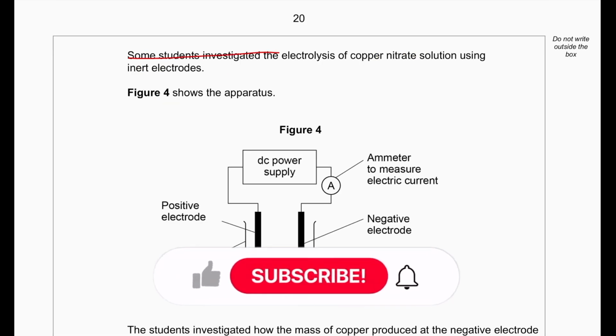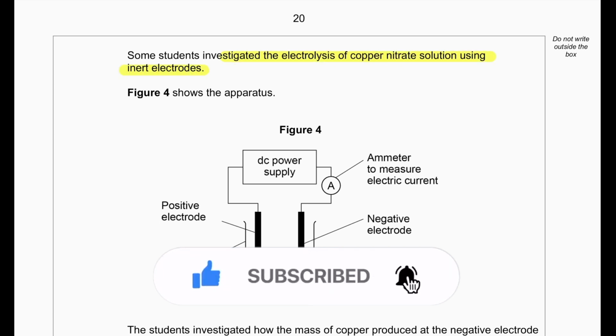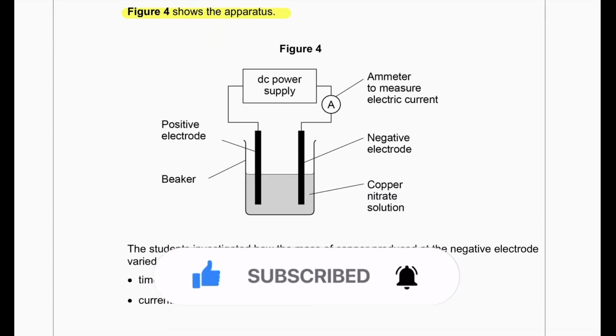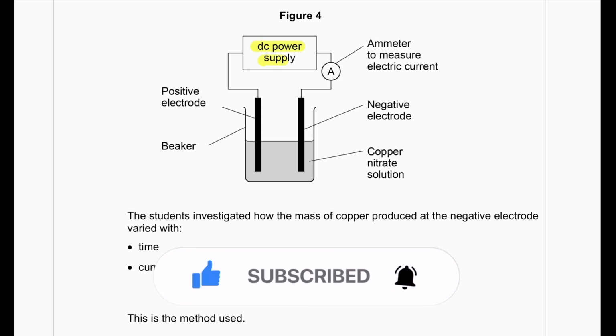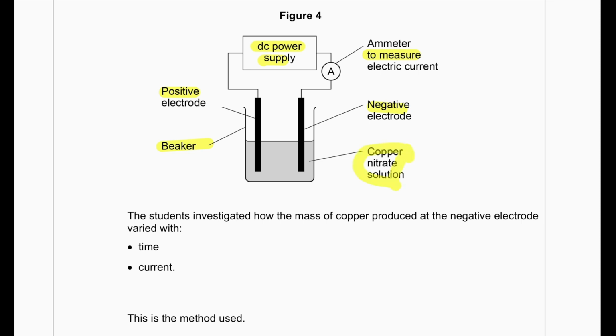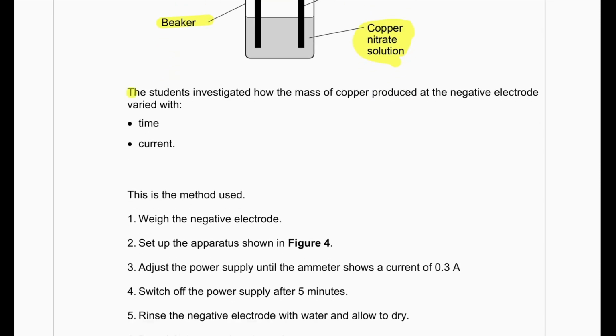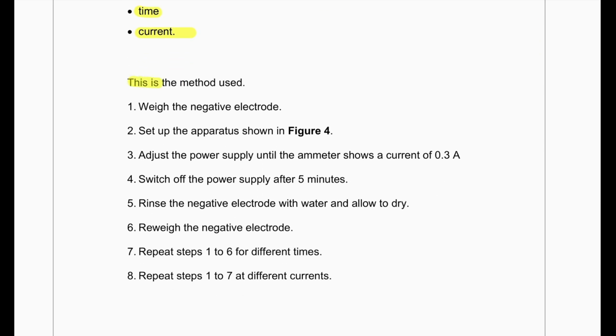Some students investigated the electrolysis of copper nitrate solution using inert electrodes. Figure 4 shows the apparatus. We can see a DC power supply, an ammeter for measuring the electric current, positive and negative electrodes, a beaker to contain the solution, and we have copper nitrate solution. The student investigated how the mass of copper produced at the negative electrode varied with time and current. The student used this method.